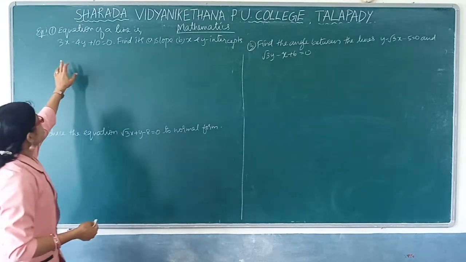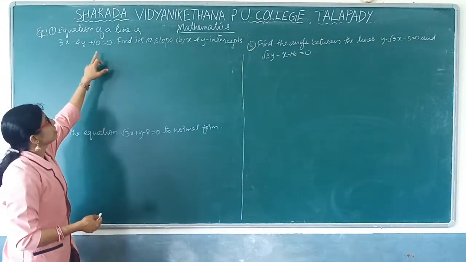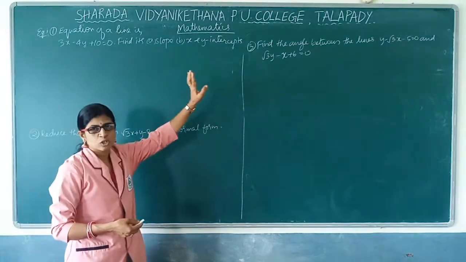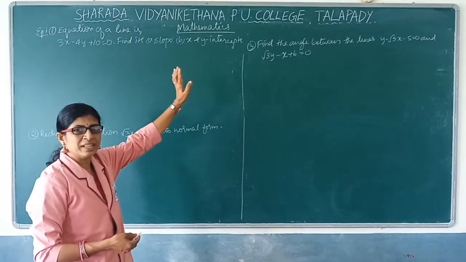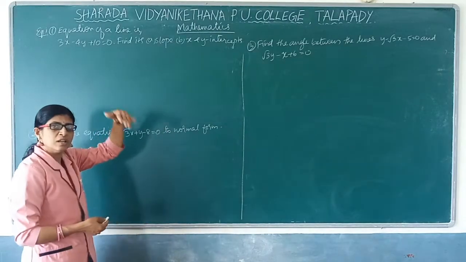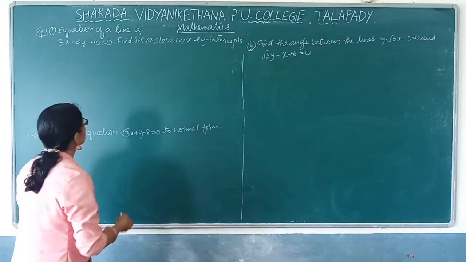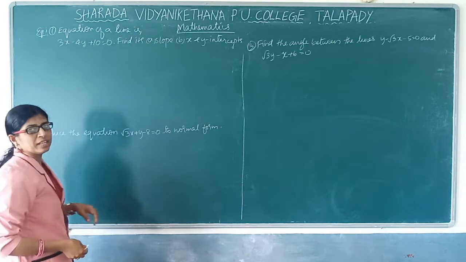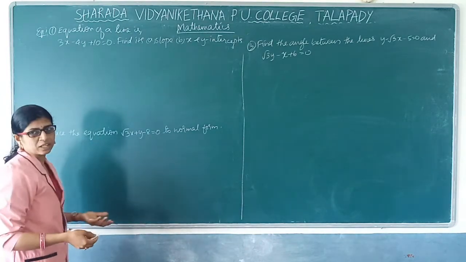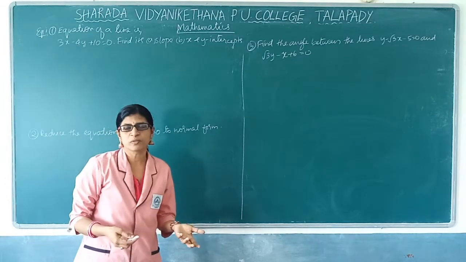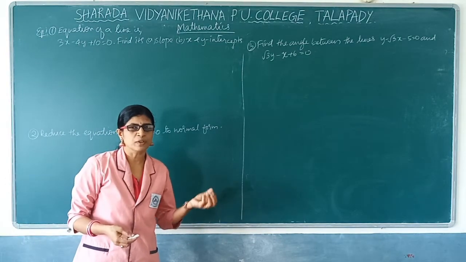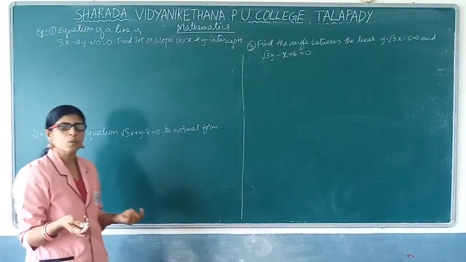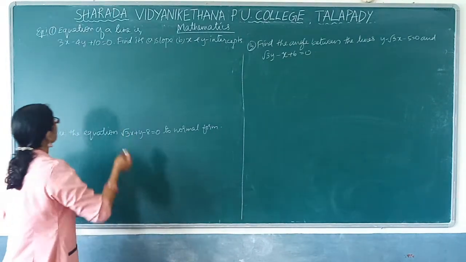Equation of a line is 3x minus 4y plus 10 is equal to 0. Find its slope, x and y intercepts. So slope of a line can be obtained by rewriting the equation in the slope intercept form. We know it is of the form y is equal to mx plus c, or else directly you can write, we have studied the slope of the line is minus coefficient of x by coefficient of y. But it is better to rewrite in the slope intercept form. You will be safer there.